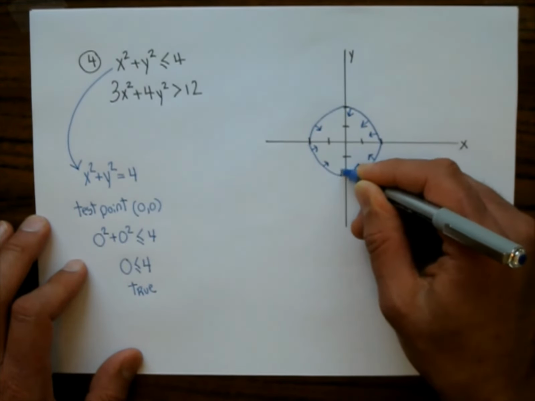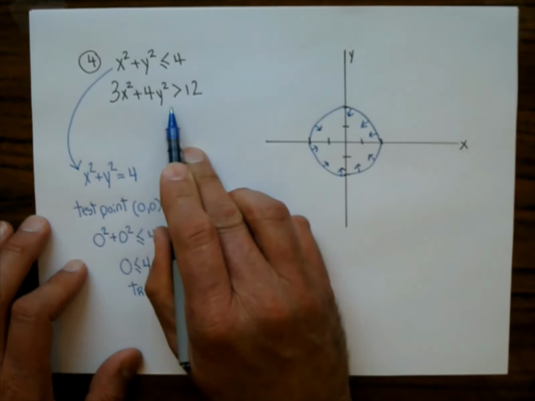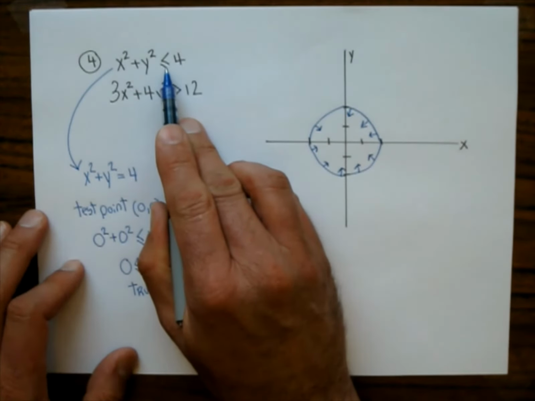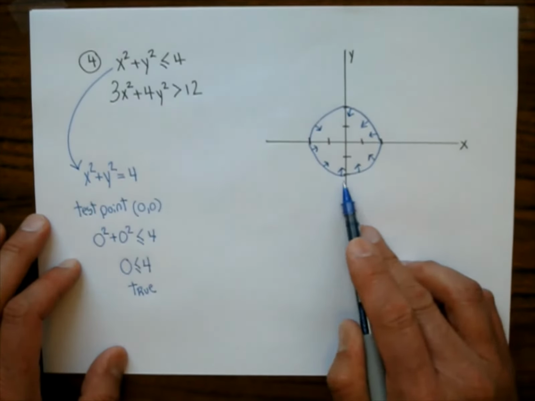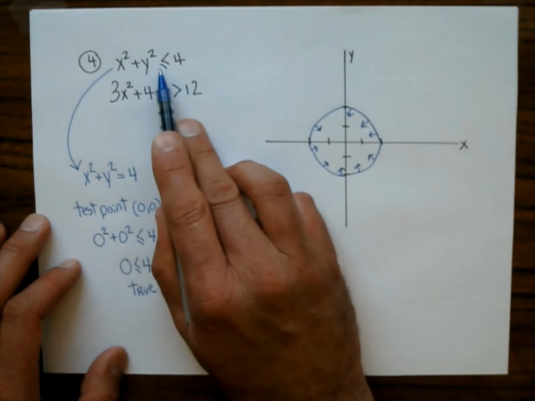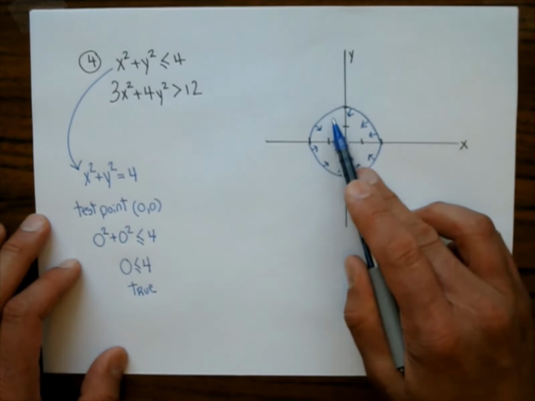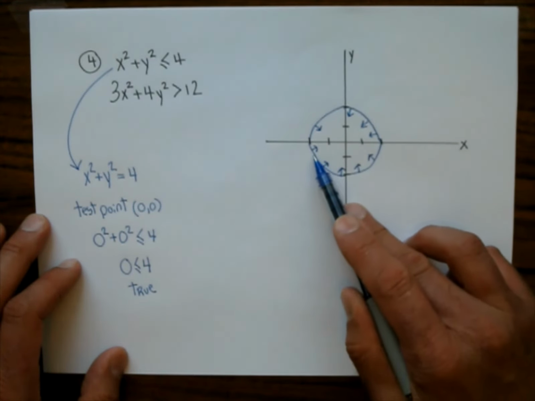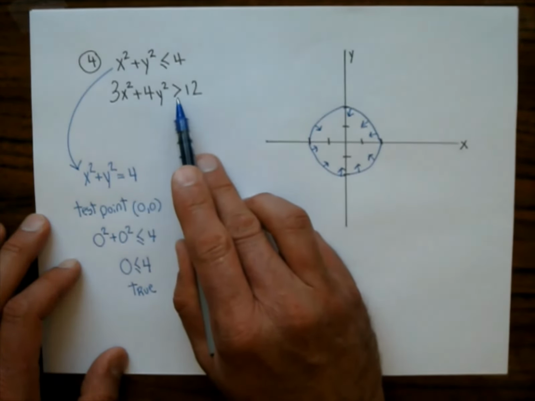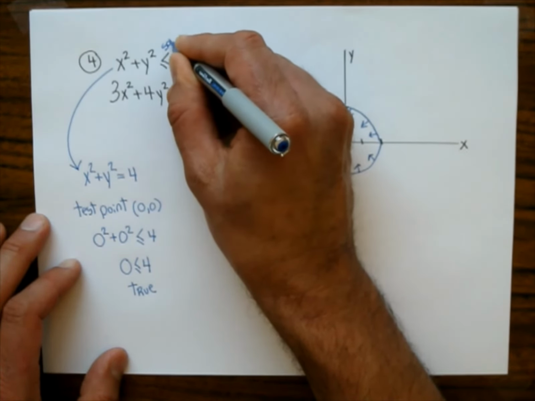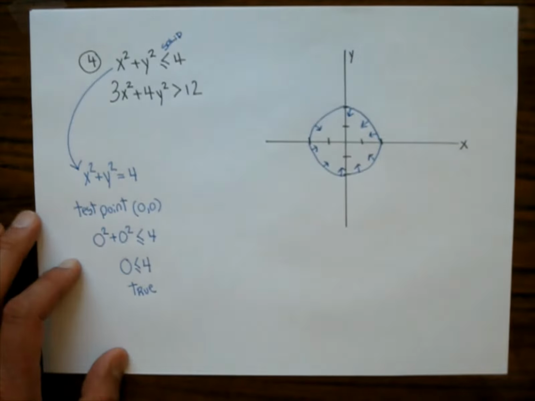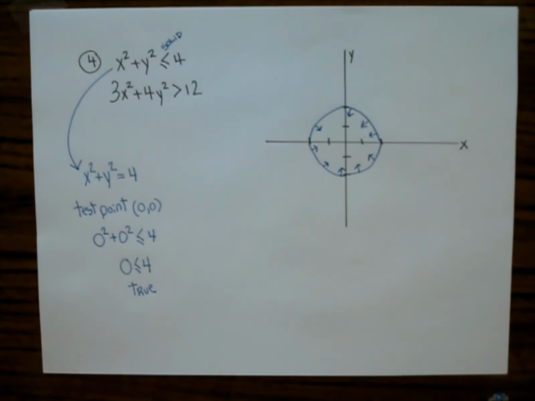Now the other thing that I have to check before I move to the next graph is this. This says less than or equal to, so the solution can actually be on the circle. And if it includes the equal sign, then it's going to be a solid curve like I have there. The other one does not include an equal sign, so that's going to be a dashed curve. So one of the first things we could have done is said this one's going to be a solid graph, and then the one down here is going to be a dashed graph.